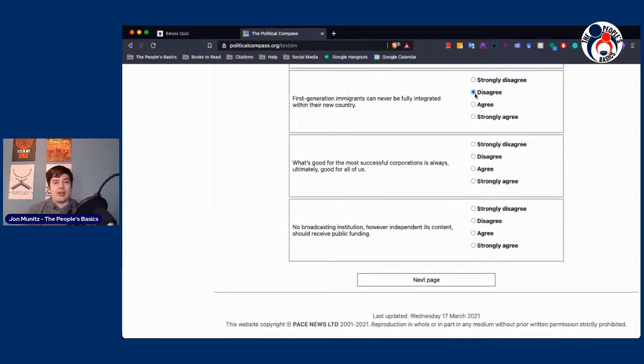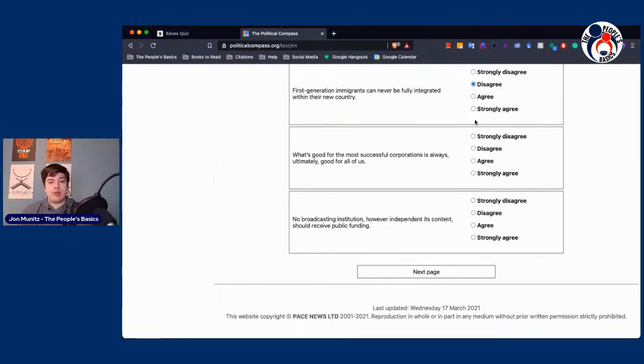I feel like it really depends on how you define fully integrated. If you mean a contributing member who can be an upstanding citizen following the law and is giving back to society, yeah. Someone can easily be someone who loves America. I think it's not going to be the same as if they were born in America. There is just a different life experience. But I do believe they can be integrated fully into society. So I disagree with that statement.